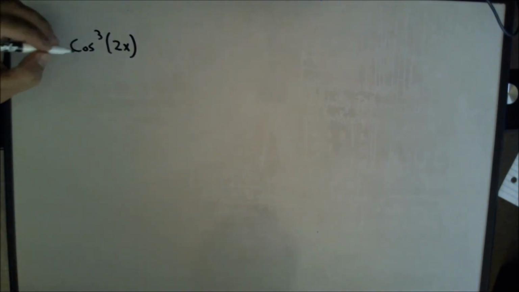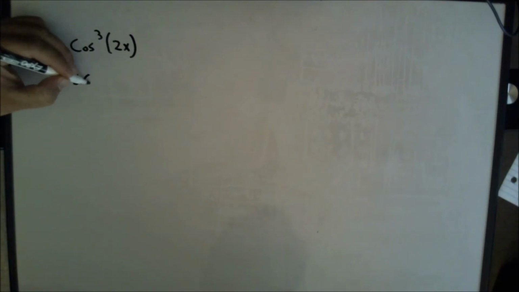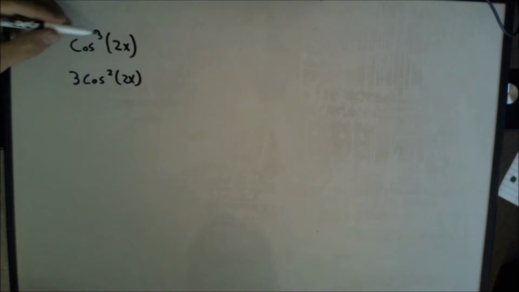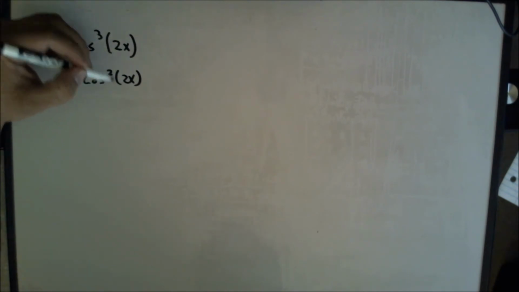Moving on to another one. How about cosine cubed of 2x? This one's different because cosine has a power to it. And this one can be kind of confusing if you've never done it before, but it's not too bad. And it's a lot like the chain rule on any other function. All I'm going to do is bring the 3 out front. 3 cosine squared of 2x. It's just like taking the derivative of x squared, or x cubed even, only this time it's cosine cubed, so 3 cosine squared of 2x.